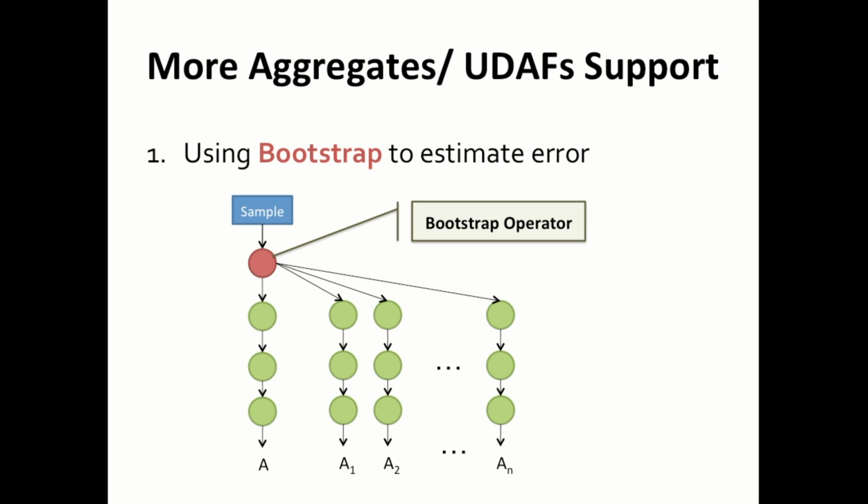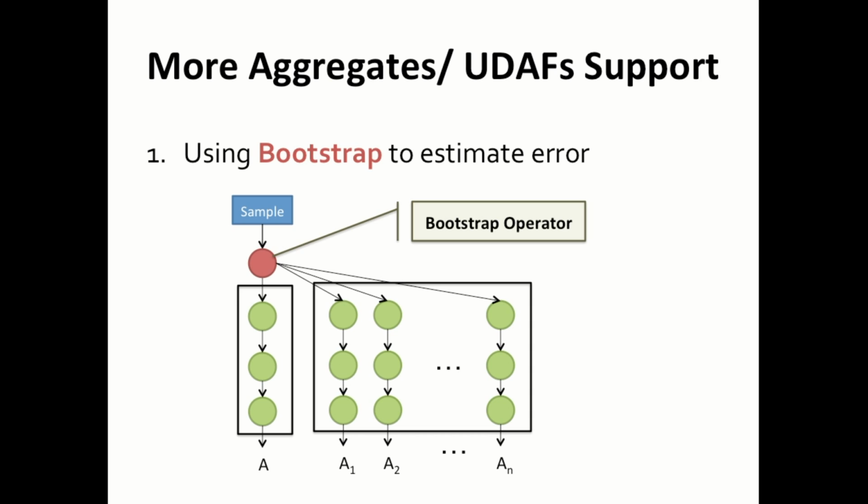Now, I'll not go into the statistical details, but what it really requires us is to actually launch a bunch of these queries, typically 100 queries on this data, and get a range of answers. And this range of answers tries to estimate the variance of the corresponding answer, which in some sense is a measure of the error that's associated with that answer.